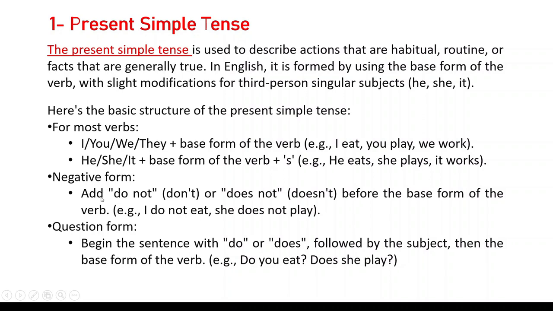Negative form. Add do not, don't, or does not, doesn't, before the base form of the verb. I do not eat. She does not play. Question form. Begin the sentence with do or does, followed by the subject, then the base form of the verb, e.g. do you eat? Does he play?